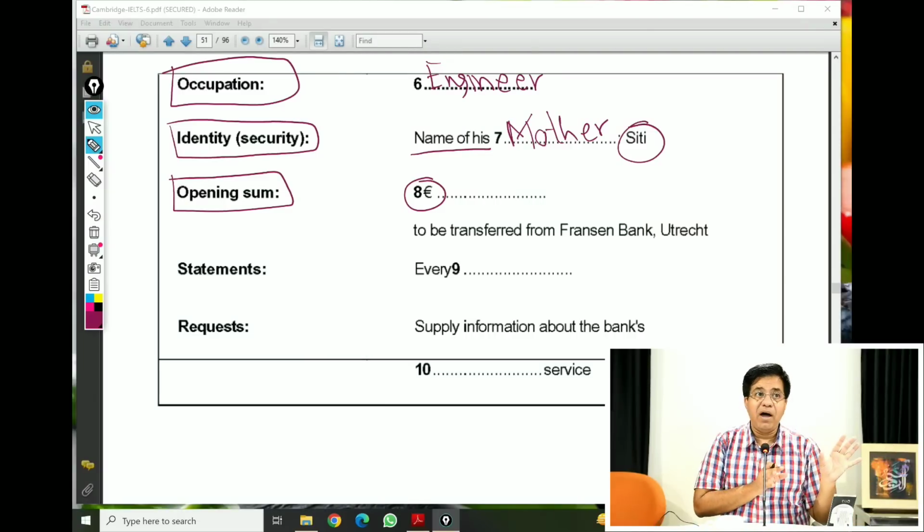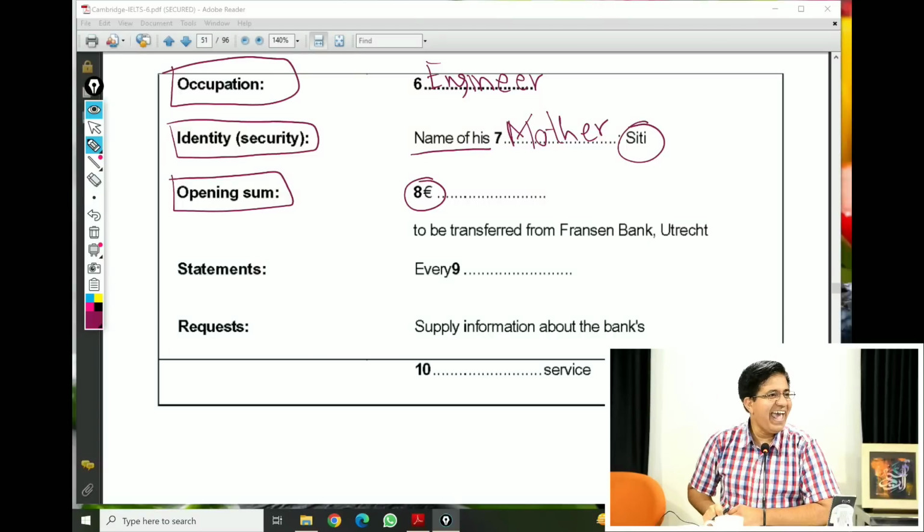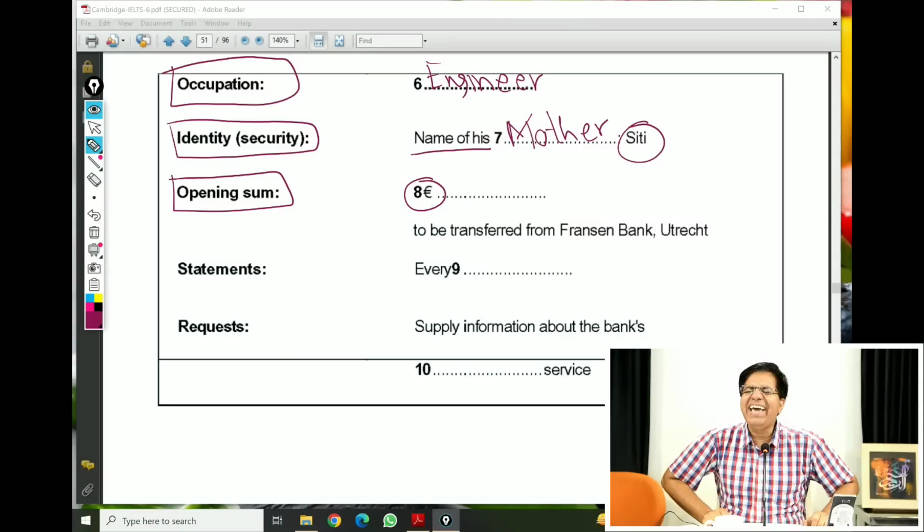Now, this is what they demand. But you have to wait patiently. Otherwise, you will write the wrong answer. So, you're going to react like that, right? That is not the right answer. You have to wait for the right answer. The right answer is the amount the man is going to deposit in his account.